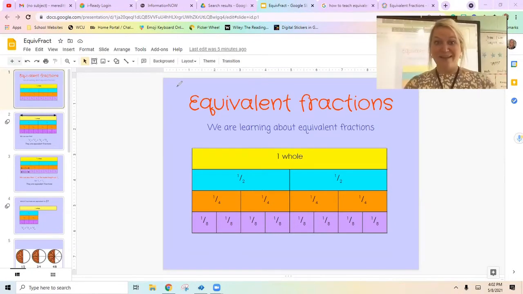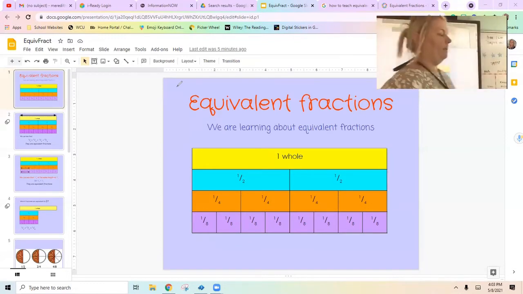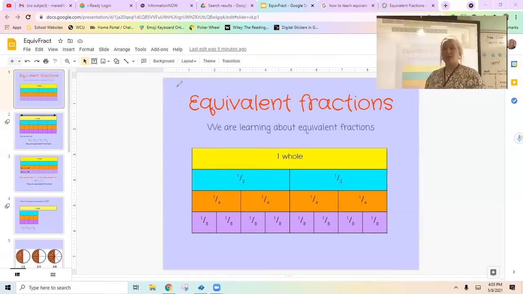Hi, everyone. So today we're going to be talking about equivalent fractions, and that means that our fractions are going to be equal. Let's get started. So when we're talking about equivalent fractions, a good representation is to use these bar models. And these bar models show us in a quick, easy way which fractions are equal.